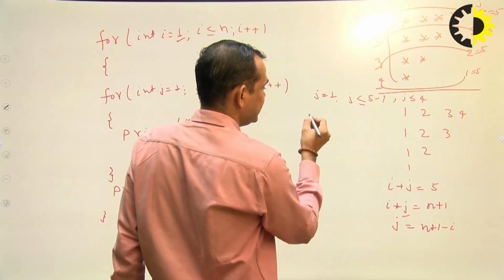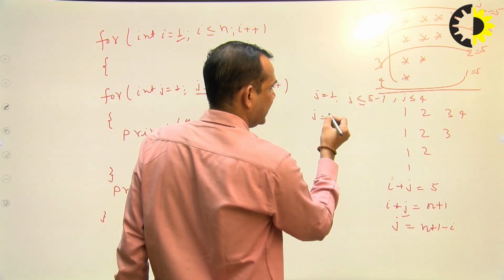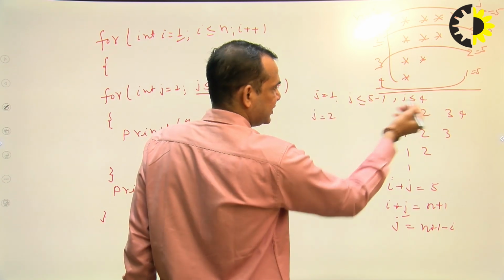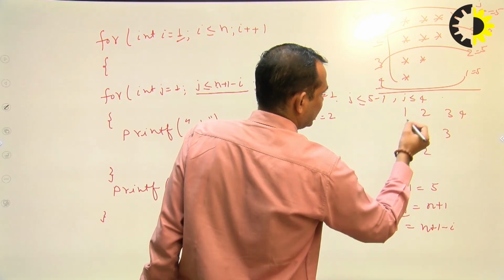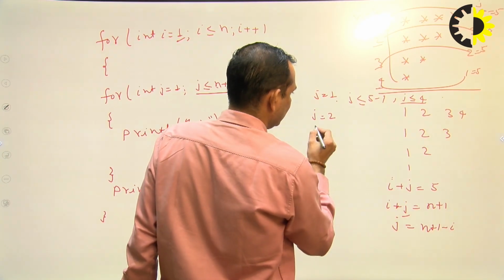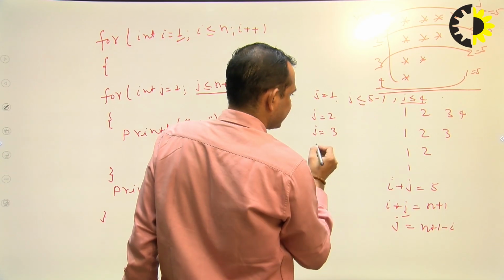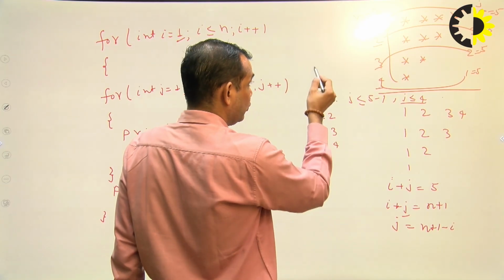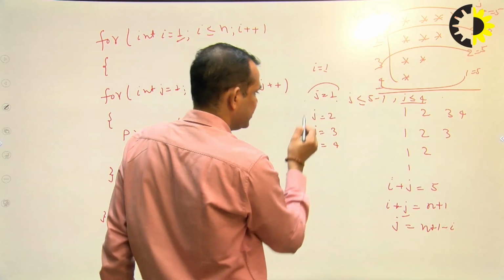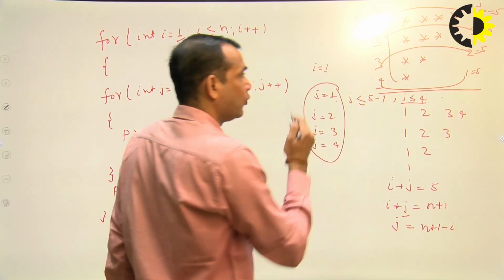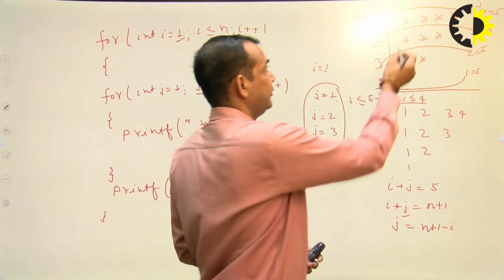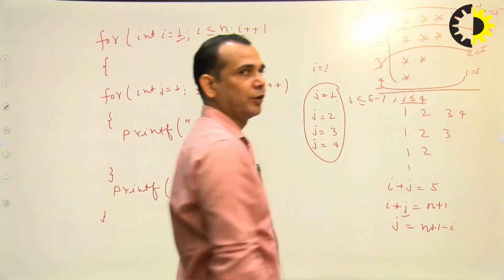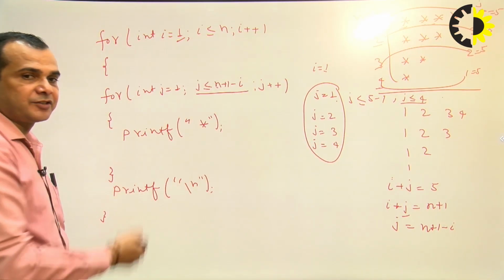So how many times will j be executed? For j equal to 1, the condition is true, 1 is less than 4. For j equal to 2, 2 is less than 4, the condition is true. For j equal to 3, the condition is true, and for j equal to 4 as well. So for i equal to 1, the j loop will be executed 4 times, and 4 times we print the star. So here it will execute the star.